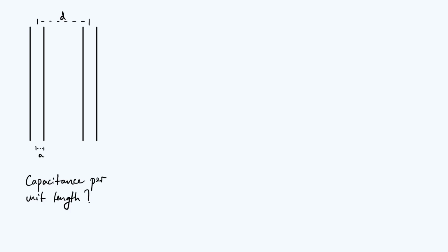Now, I guess it's pretty obvious from the symmetry of this problem that we are not going to be able to approximate or replace our cylindrical wires with point charges, and so the logical thing to do would be to try and replace them with line charges.